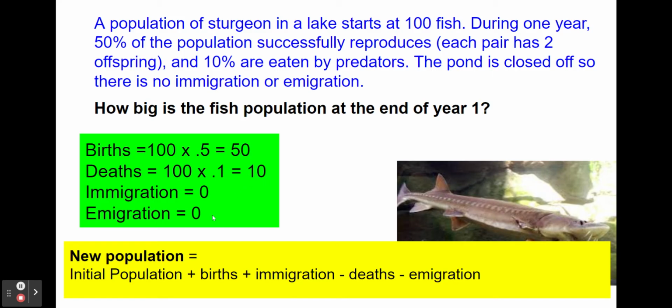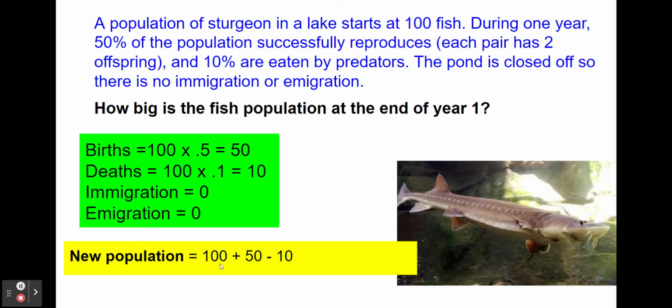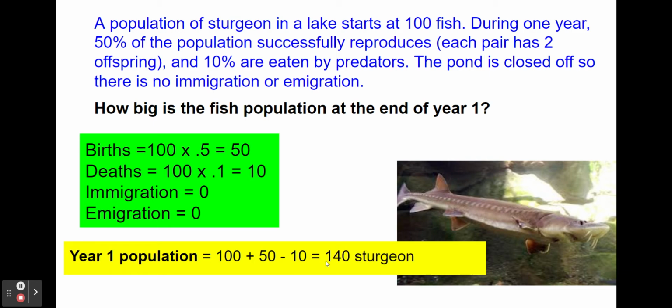We have no immigration and no emigration. Let's plug these numbers into our equation below. Our new population equals our original 100 plus our births 50 minus our deaths 10. No immigrants, no emigrants. So our new population equals 140 sturgeon fish.